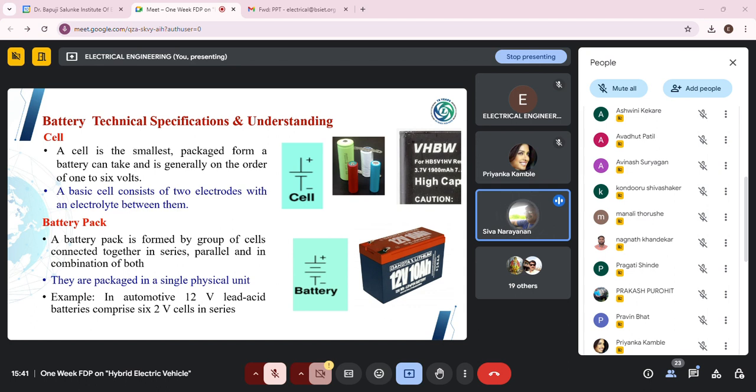From now onwards, you can understand that whatever battery you see, you will have two parameters: one is the voltage and the other is the capacity. That voltage is called the nominal voltage, and that capacity is called the nominal capacity. We will see the definition in the next slide. Next slide.